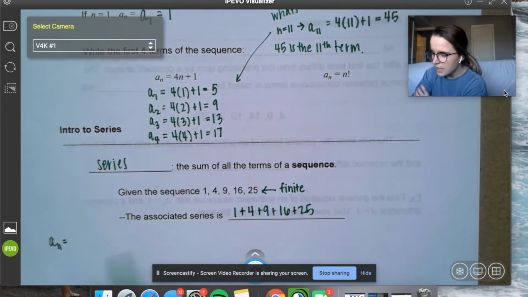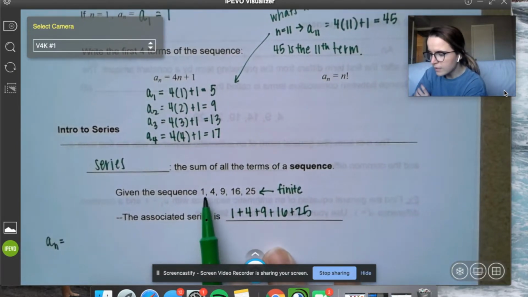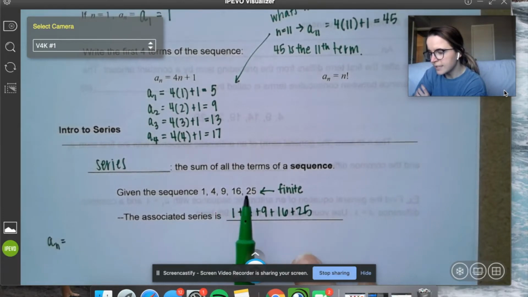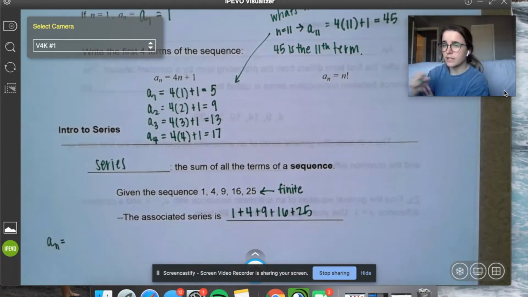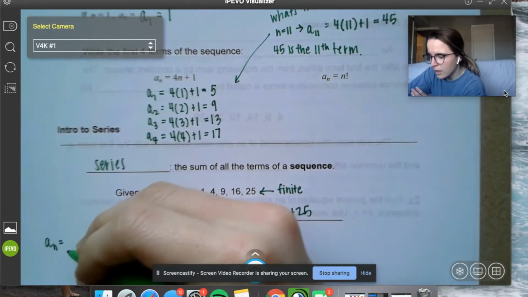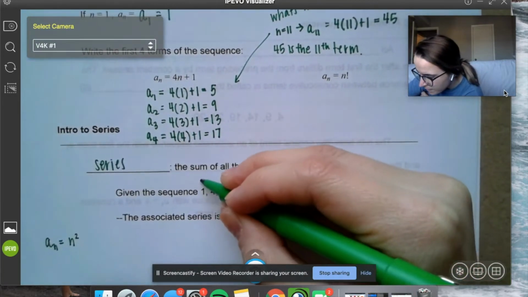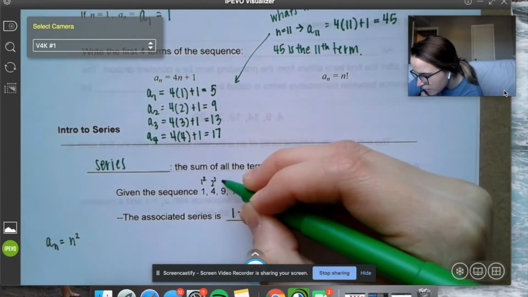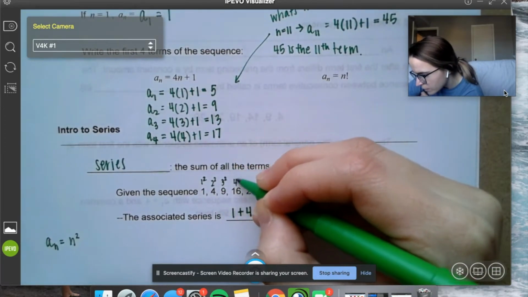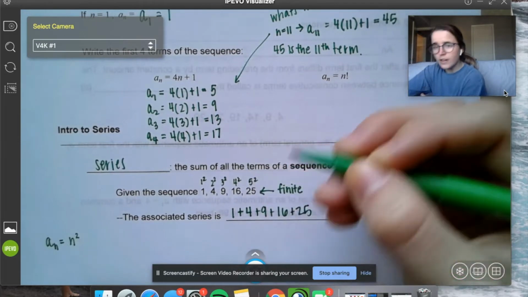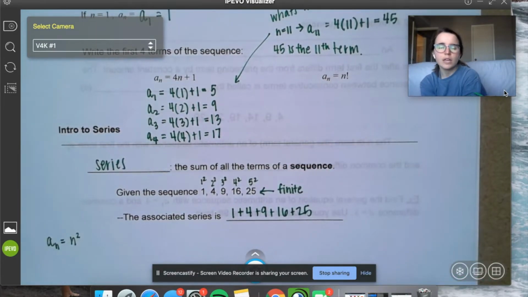If you notice, each of these numbers, 1, 4, 9, 16, 25, those are perfect squares. And if we were to go in order, they're each n squared. So this is 1 squared, 2 squared, 3 squared, 4 squared, 5 squared. So if you're good at finding patterns, this section will be really easy for you. It takes some practice. I think it's pretty fun stuff.